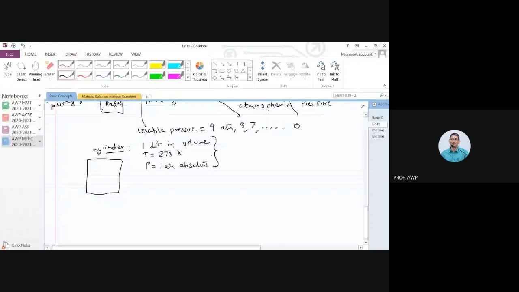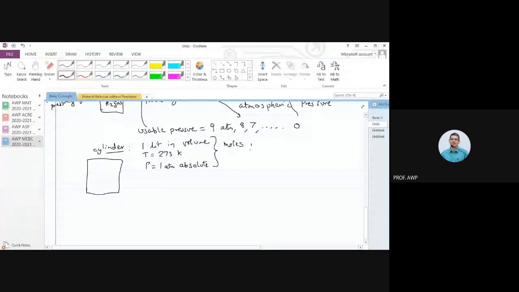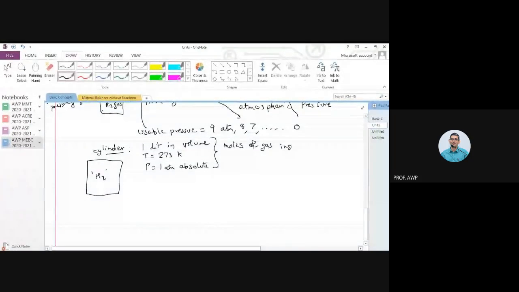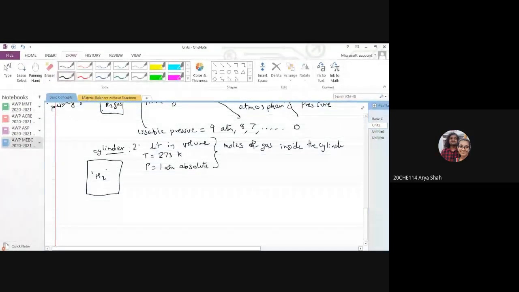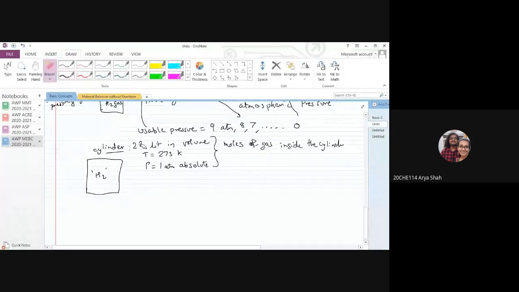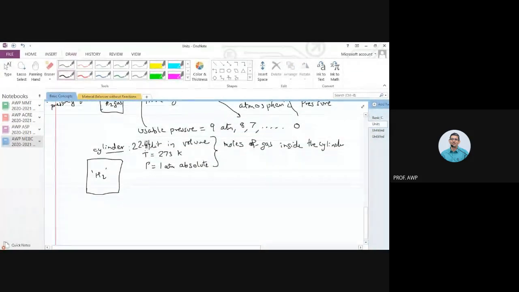Can you tell me how many moles of gas are there inside the cylinder? Let's say there is a hydrogen cylinder. Or if you like, don't take 1, take 0.0447. Correct. Okay, instead of taking 1 liter, just to make life simple, take 22.414 liters. Now, can you tell me how many moles of gas are inside the cylinder?